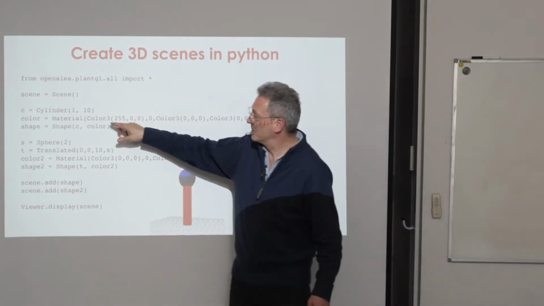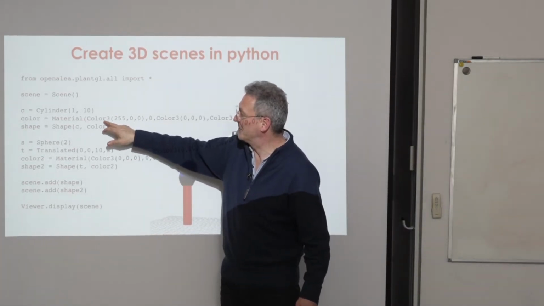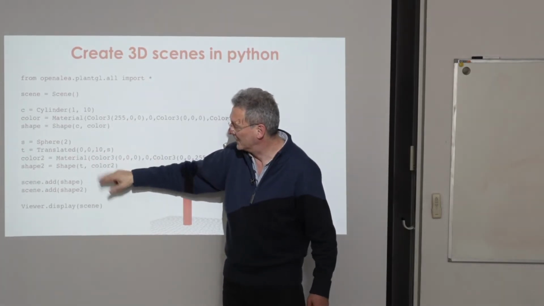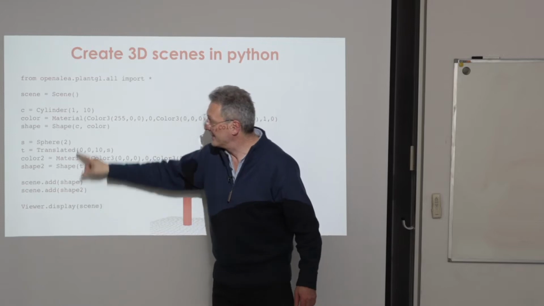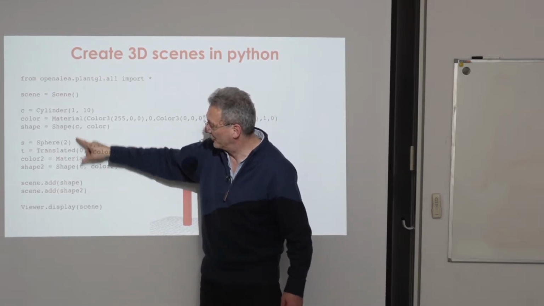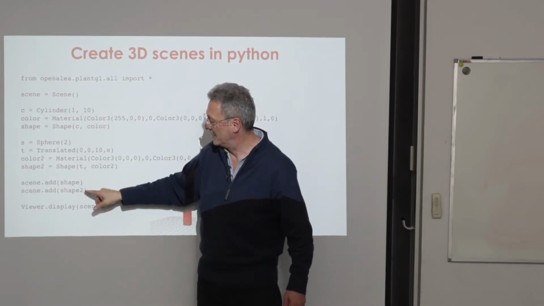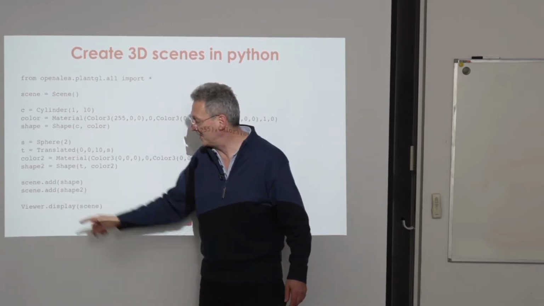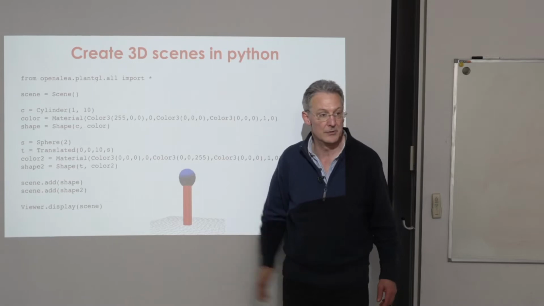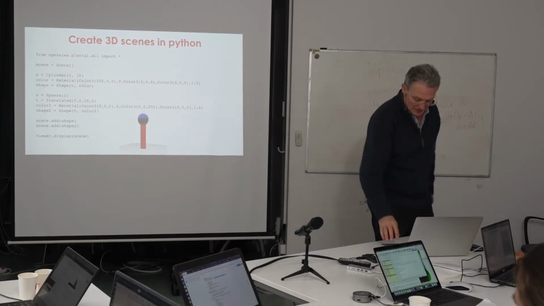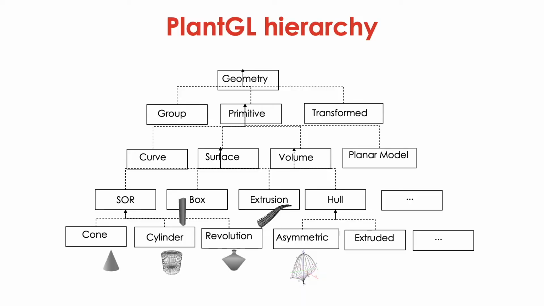And you can create your cylinder, give it a material, create a shape, create a sphere, translate the sphere, etc. And in the end, you add your first shape to the scene that you created here. You add another shape to the scene, and then you view, and then you get the final result. And you can combine the elements in any way you want in this way.